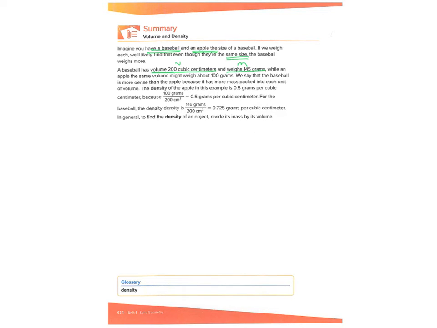The apple has the same volume, so I know it's 200 cubic centimeters, and it weighs 100 grams. That's my apple's mass. We say that the baseball's more dense, so let's not read anymore. Let's do it ourselves. Let's practice our density.